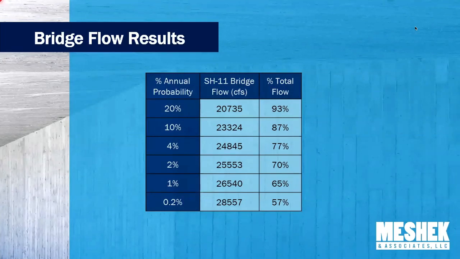So this is a quick table of the results showing the flows that actually do stay in the channel and go through the bridge. We can see as the probability of flood decreases, the flow actually doesn't change all that much. However, compared to the total flow of the stream, we can see that it decreases as the probable flood decreases. So that means that as we get to a larger flood, more flow tends to get out into the overbank than staying in the channel and going through the bridge.